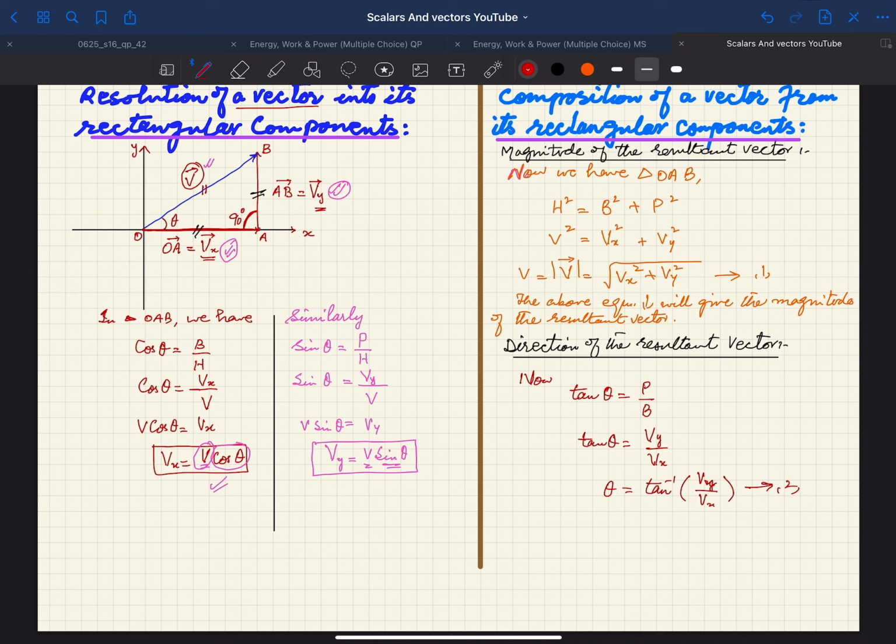So you can write the equation 2 gives the direction of the resultant vector. So this is what we have.